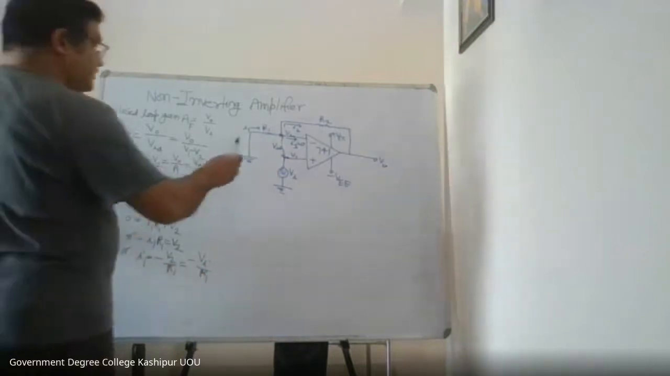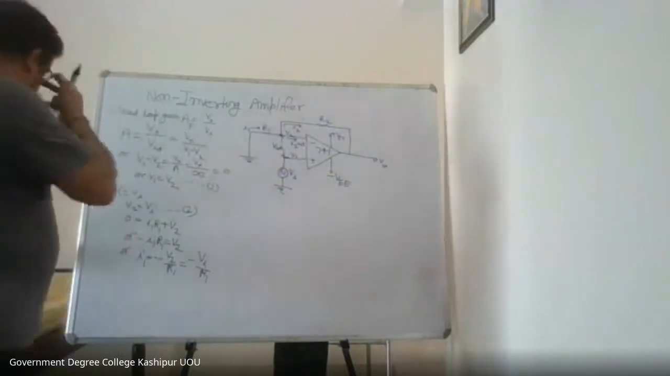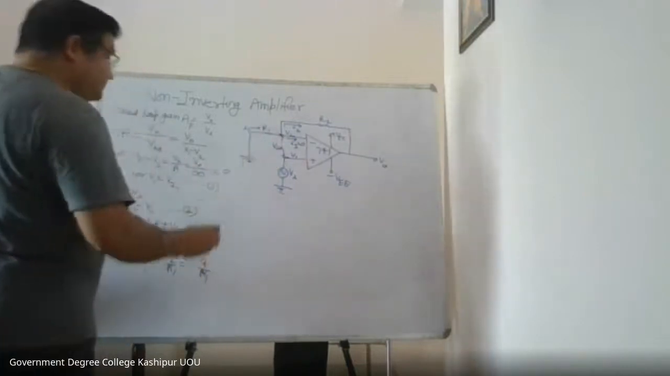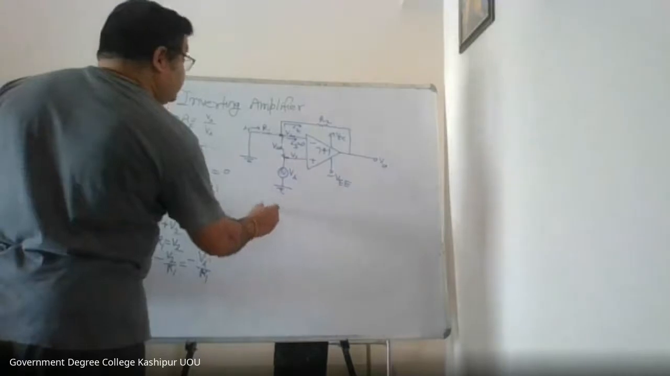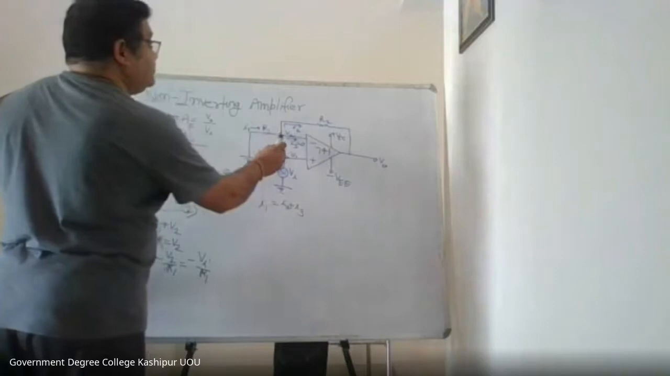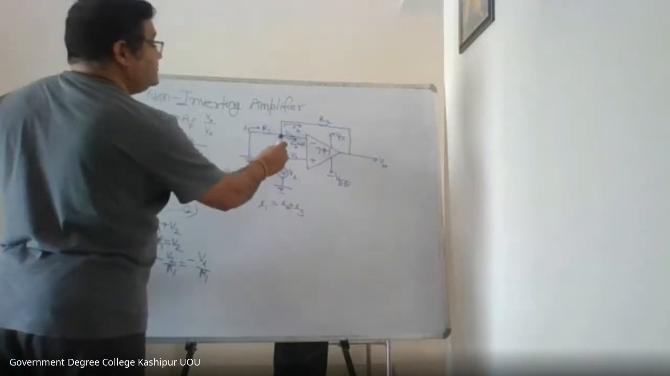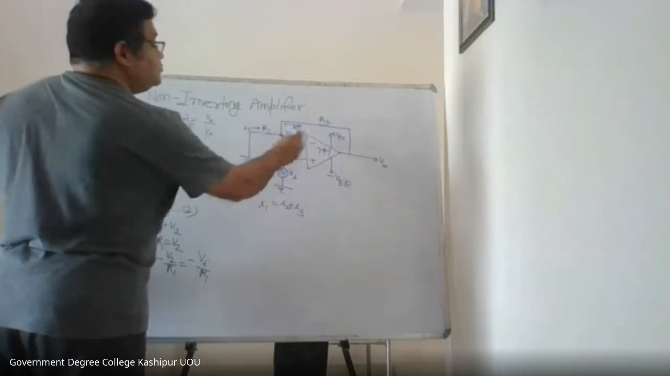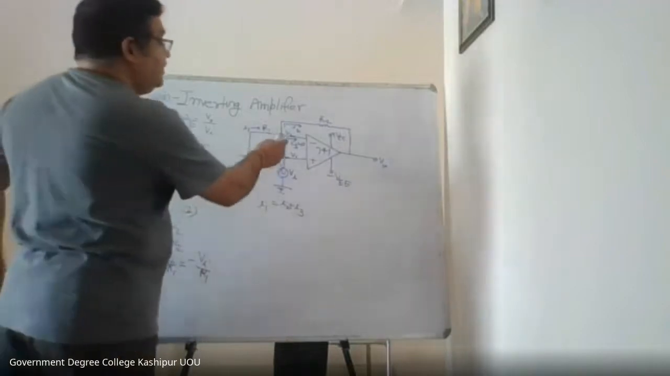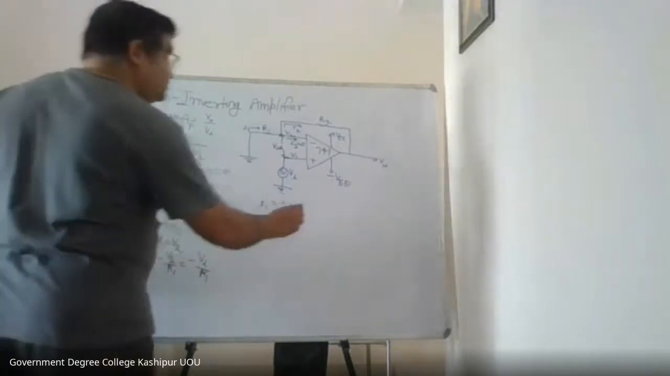Now, let I3 be the current inside the operational amplifier. Now, using Kirchhoff's current law at this node, we get I1 equal to I2 plus I3. Incoming current is I1 at this node, and outgoing currents are I2 and I3, so I1 equal to I2 plus I3. Here at this node, we have used KCL, Kirchhoff's current law. Suppose this is equation number 3.